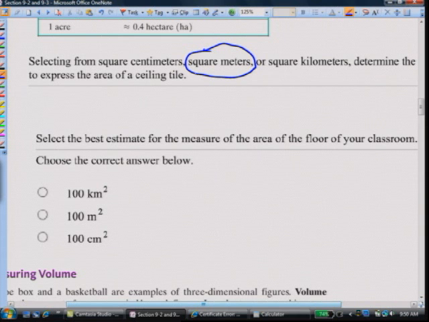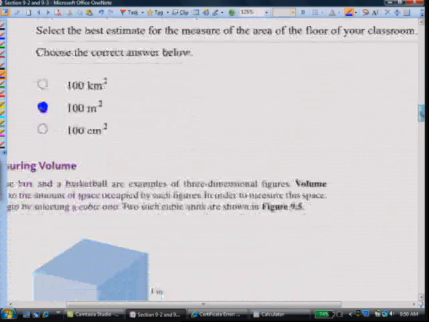Anybody have a guess? Second one. Yeah, 100 meters squared is a good measurement. If you thought this classroom is actually pretty big, but 10 meters is a little more than 10 yards, so 10 by 10 sounds good. Obviously, square kilometers is very large, and square centimeters is not very big at all.